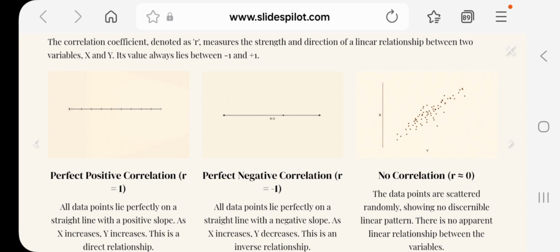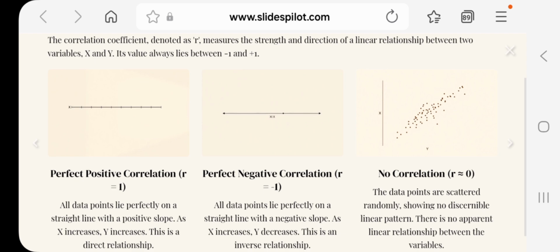The correlation coefficient will be +1 for this situation because all the points are on a line and the line has a positive slope. Let's say this is x and this is y. It's a positive correlation because as x increases, y increases. There is a direct relationship between x and y.